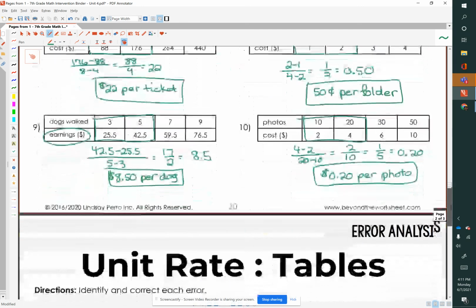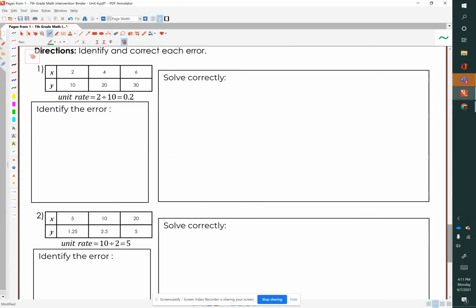So let's look at the error analysis and see what we can work with here. So in the error analysis, we have this table with X values of 2, 4, and 6, and Y values of 10, 20, and 30. And the person said that the unit rate is 2 divided by 10. So they did 2 divided by 10. And what they did, their division is backwards.